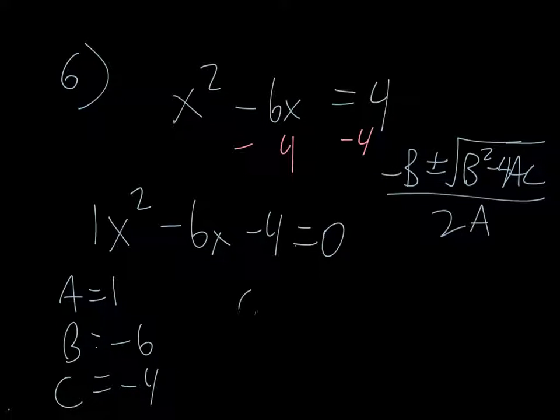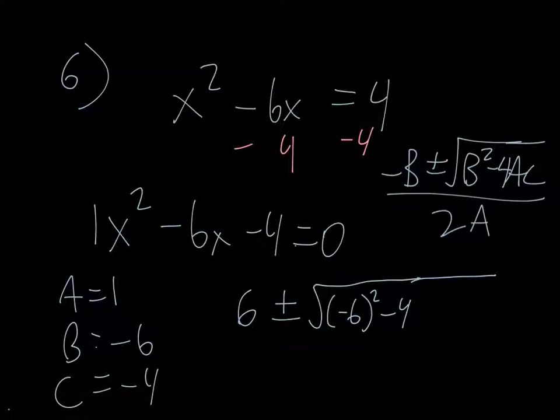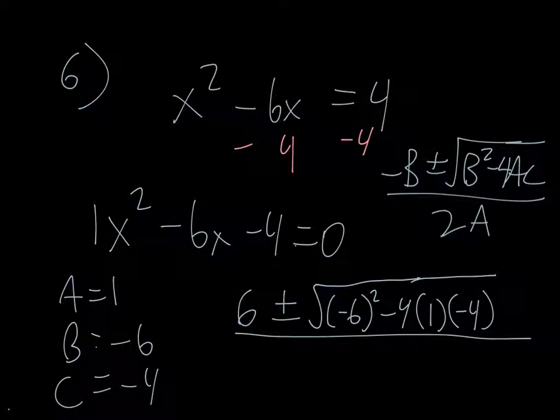Opposite of b would be positive 6 plus or minus the square root of negative 6 squared minus 4 times 1 times negative 4, all over 2 times a, which would be 2 times 1, so that's just going to be a 2 down there.